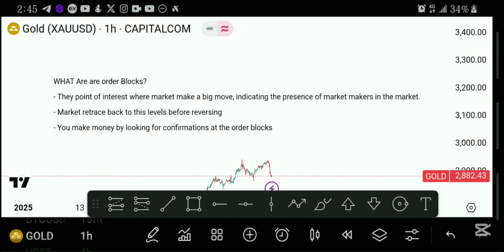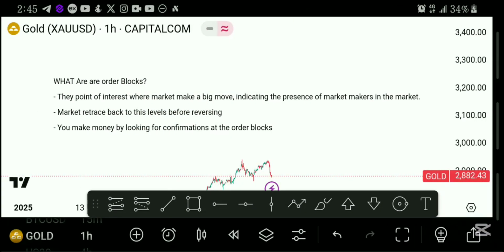Now, what are order blocks? They are like points of interest where markets make big moves. They make big moves, indicating the presence of market makers in the market. Now, markets always retrace back to these levels before reversing. You make money by looking for confirmations at these order blocks.